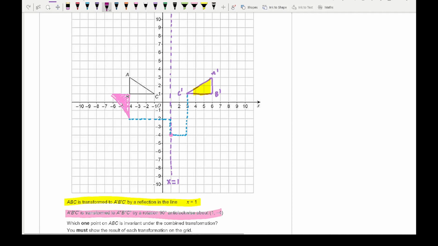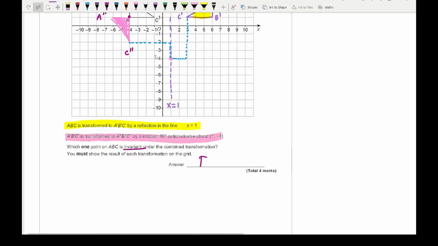And if I was to label the points, this point here is going to be A'', this is going to be C'', and that point there is going to be B''. Now the question is asking which point is invariant. Now invariant is just another word that means it does not move from the original point. And as you can see, B'' is in the same place as B, so that is the point in question. So the point that is invariant is going to be B, or you could write down the coordinate, which is (-4, 1). But again, I'd probably go for B in that particular case.